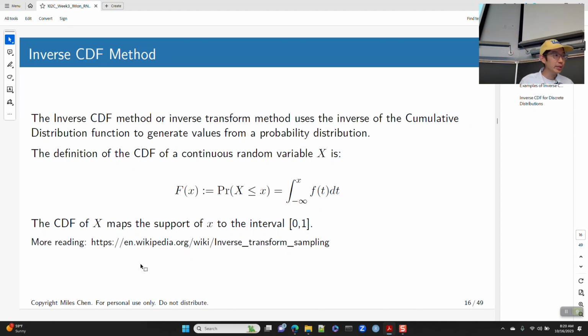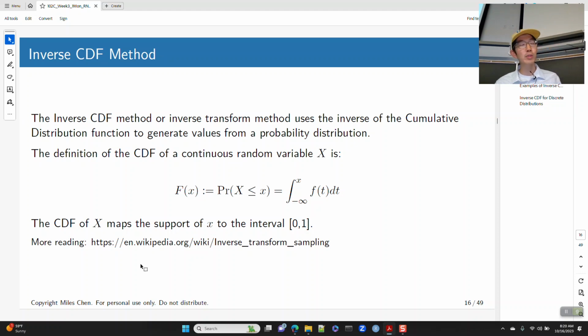And the first way we are going to generate random values is this: if we can generate values from the random uniform, we can then use the inverse CDF to generate values from a probability distribution. So if we have the CDF, the cumulative distribution function, we can invert it, and the inverse CDF can be used to generate values from that particular random variable.